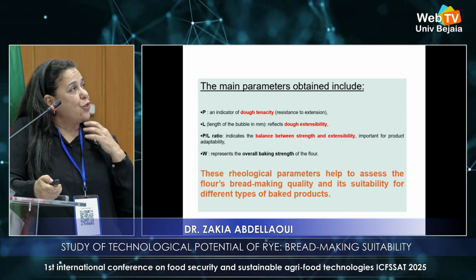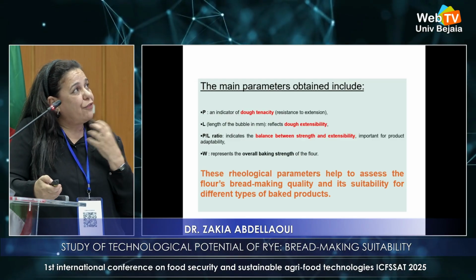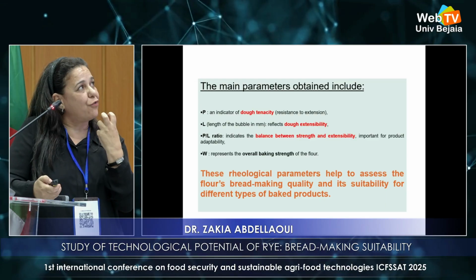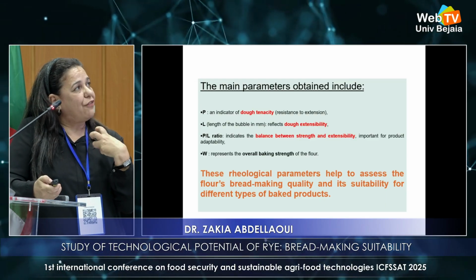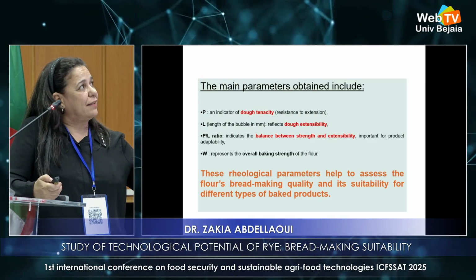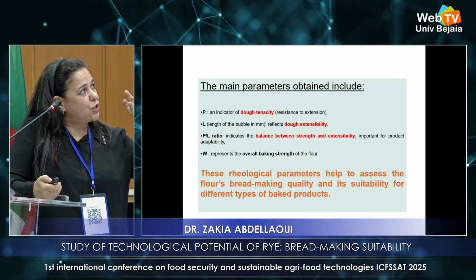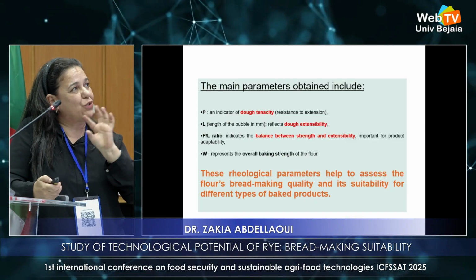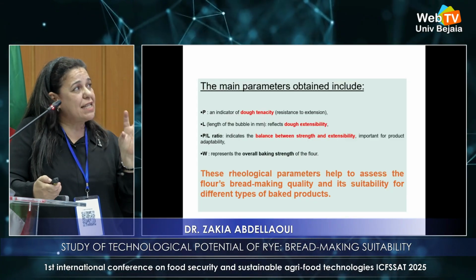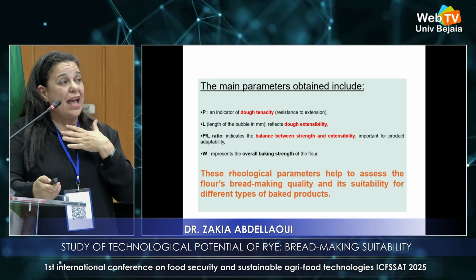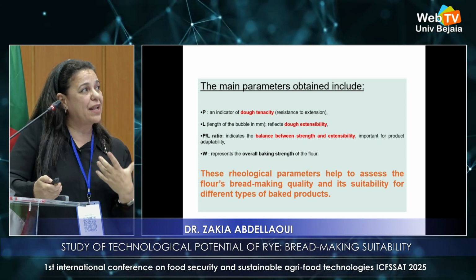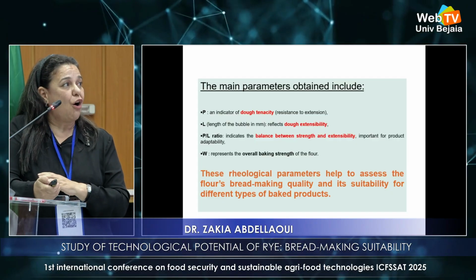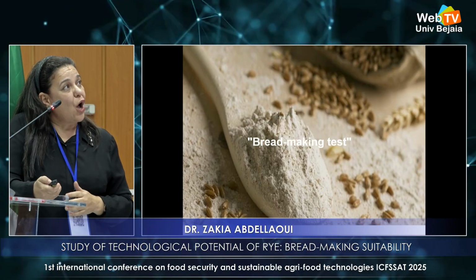The first one, the P, gives us the tenacity of the dough. The L gives us the dough extensibility. The P to L ratio gives us the balance between tenacity and extensibility. These rheological parameters help to assess the flour's bread making quality and its suitability for different types of baked products.